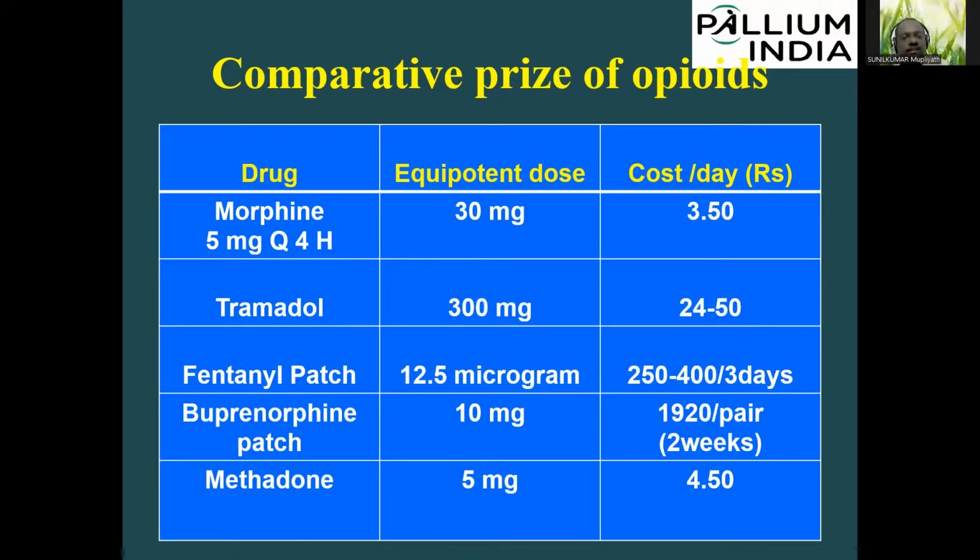So please see that for pain relief with morphine 5 mg 4 hourly, he is taking a total of 30 mg, which will cost only 3 rupees 50 paise. But to attain the same pain relief, you have to give 300 mg of tramadol, which might cost 24 rupees to 50 rupees per day. Whereas with a fentanyl patch, it will be about 100 rupees per day. With a buprenorphine patch also, it would be almost like that. But with methadone, it is comparable to morphine. Methadone is a cheaper drug. So whenever you talk in terms of a fentanyl patch or buprenorphine patch, please see whether the patient can afford it.